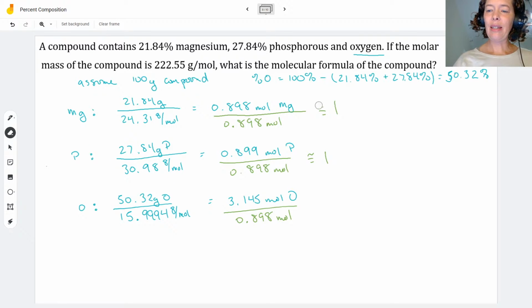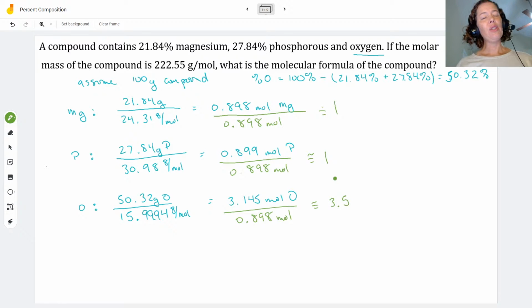So let me take that off. And for our oxygen, again, we're not getting a straight up whole number. We're getting 3.5. So again, we're getting a half, which means we need to multiply everything through by 2. So this is multiplied by 2, our phosphorus is multiplied by 2, and our oxygen is multiplied by 2.